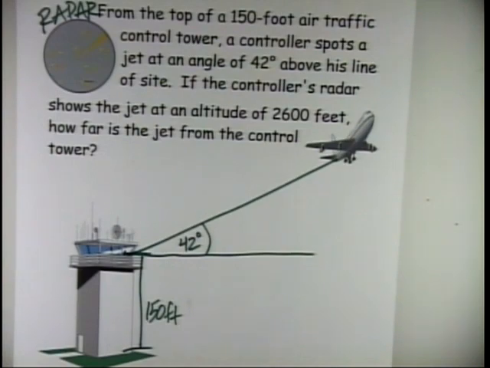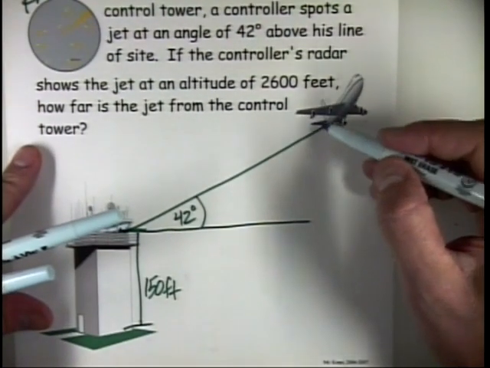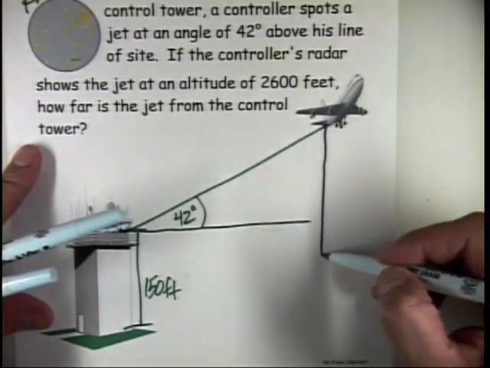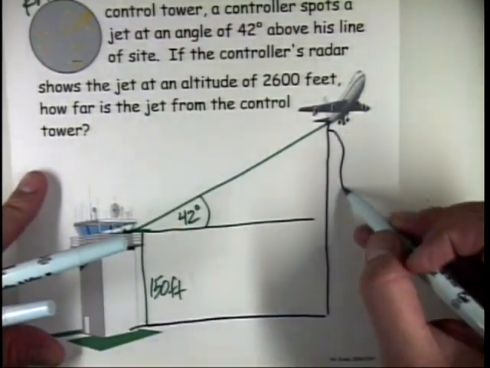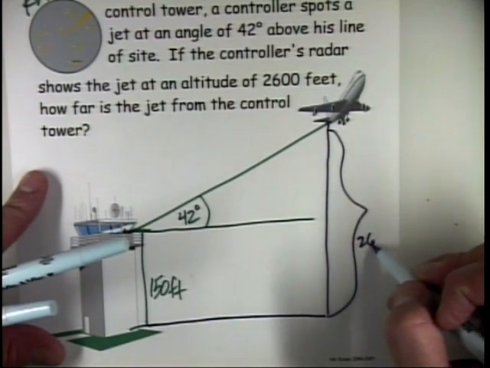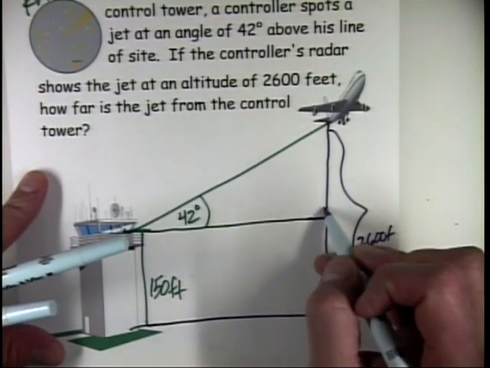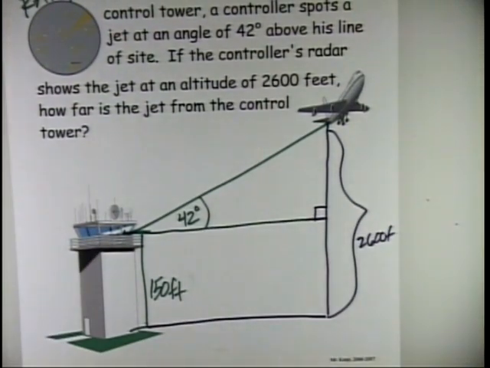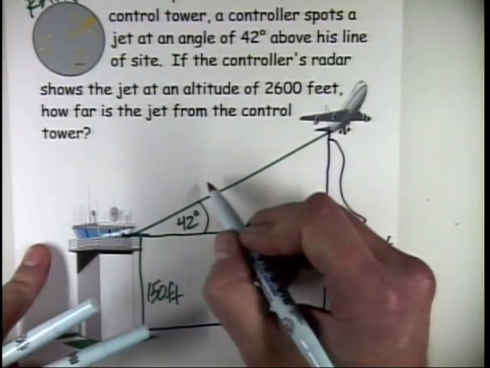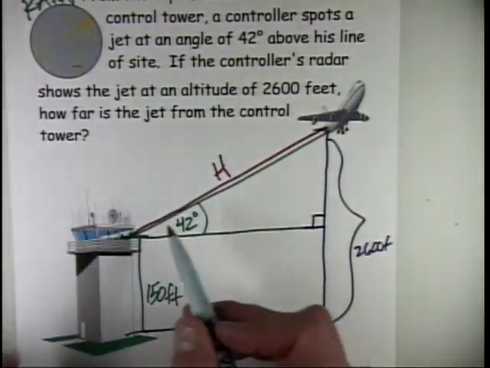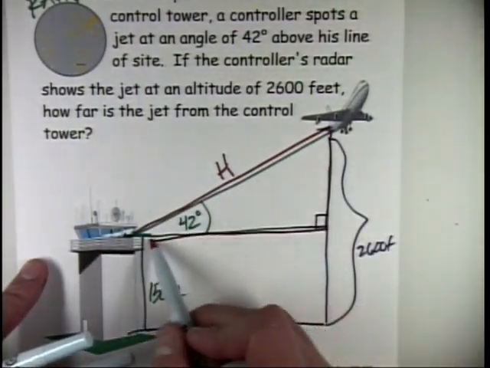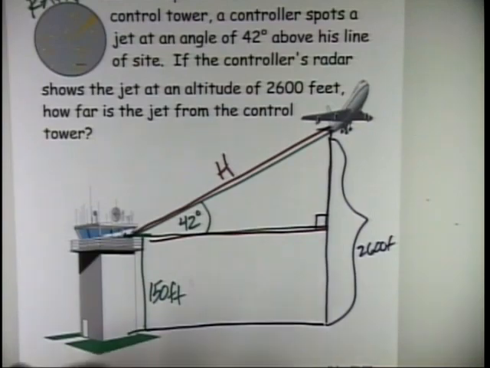That's what's 42 degrees. We also know that the jet is 2,600 feet above the ground, not above the tower. So this distance here is 2,600 feet. This forms a right angle right there. We're trying to figure out how far is the plane from the controller. So I'm going to call that h right here because it's the hypotenuse now of this right triangle.